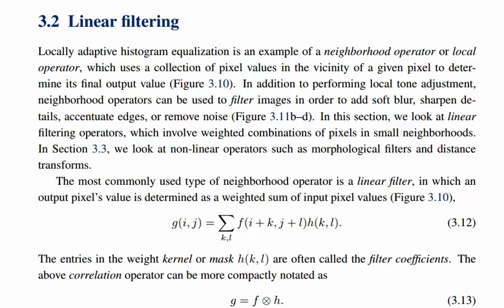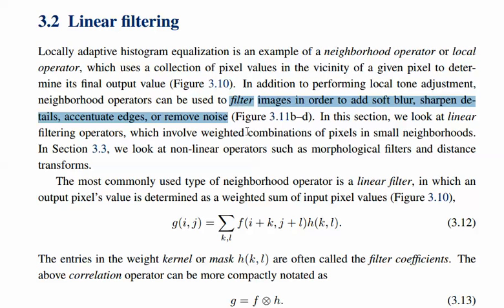Hi, in this tutorial we will go over linear filtering. We will base our study of this topic on the content from section 3.2 from the textbook, page 111. We usually filter images as highlighted in this section in order to add soft blur, sharpen details, accentuate edges, and in most cases to remove noise.